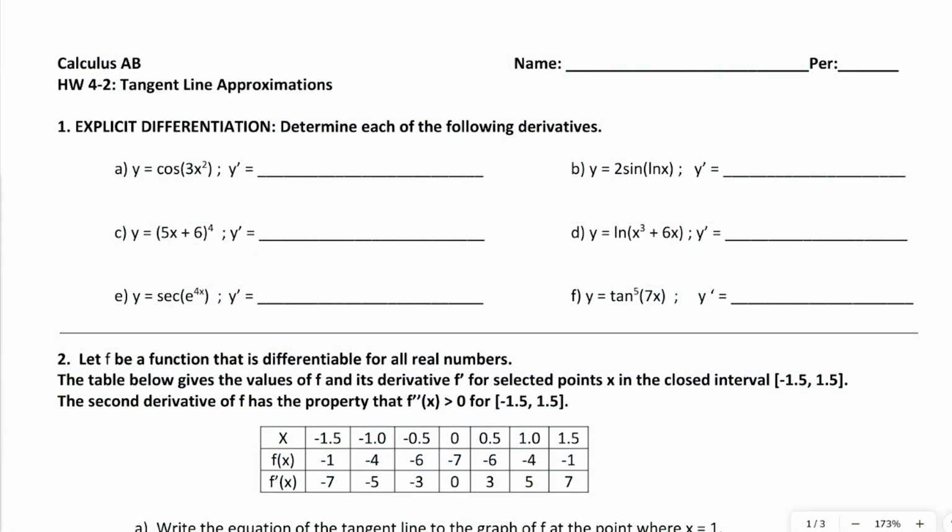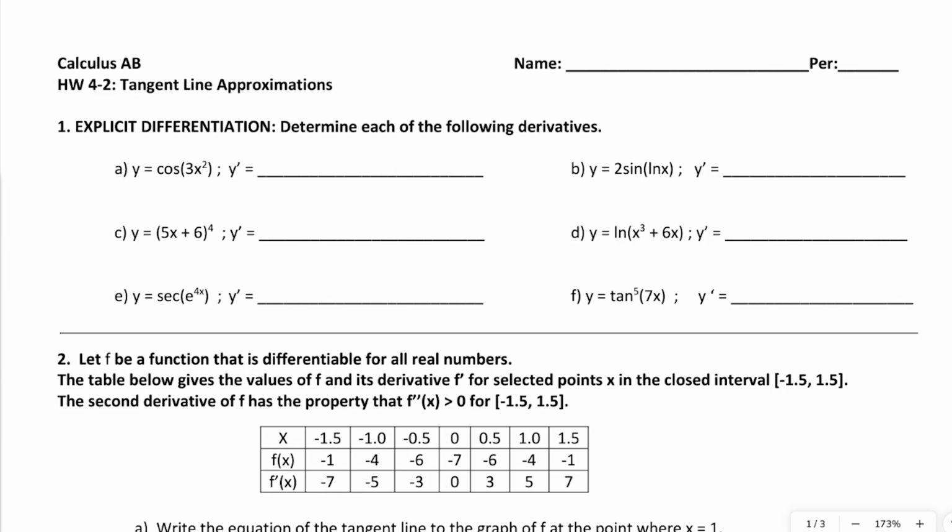Hey y'all, welcome back. On tonight's homework, we're going to be looking at some tangent line approximations and using what we know about the second derivative to determine whether or not an approximation is an over or underestimate compared to the actual value. So we'll start this homework off with some review here of explicit differentiation. This is the kind of differentiation we used in units 2 and 3.